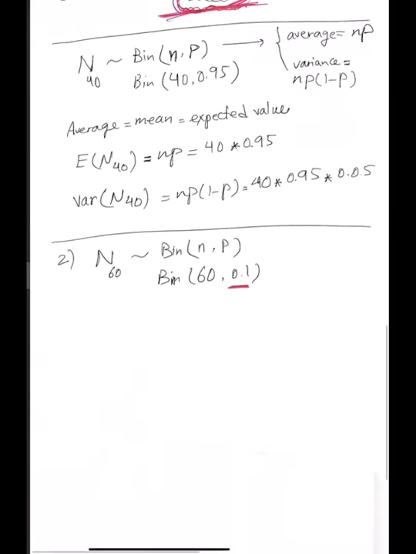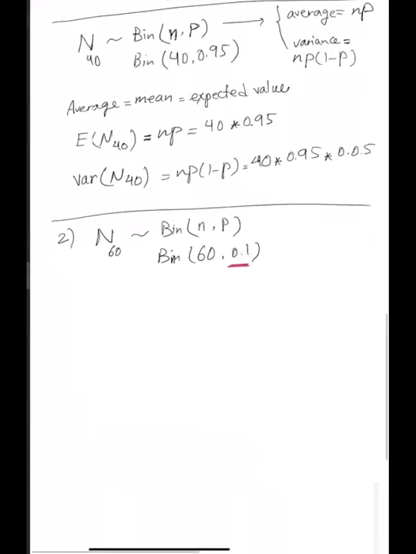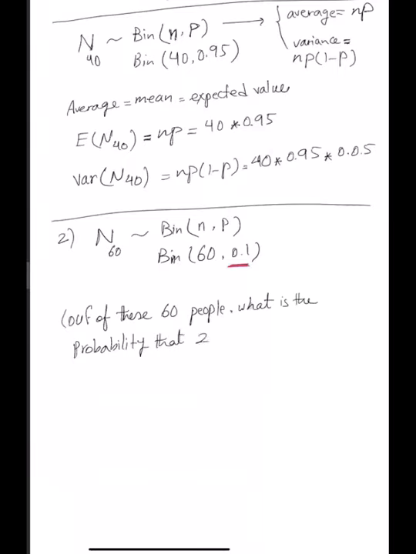If I change the question and tell you, out of these 60 experiments or 60 people, what is the probability that 20 of them do not have the gene?